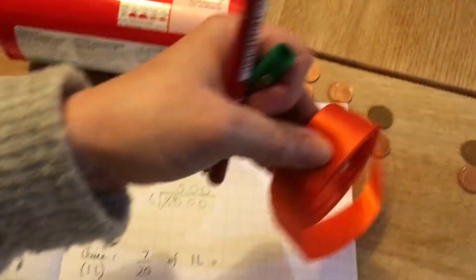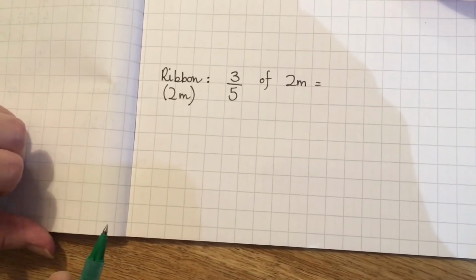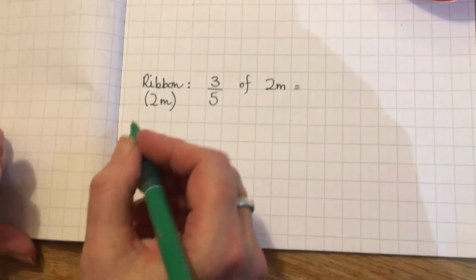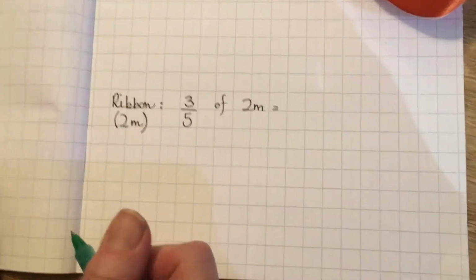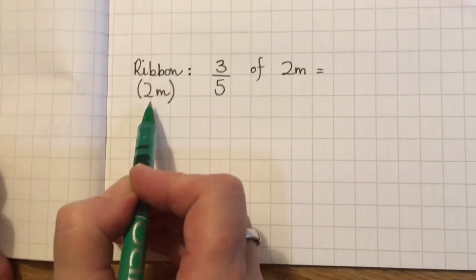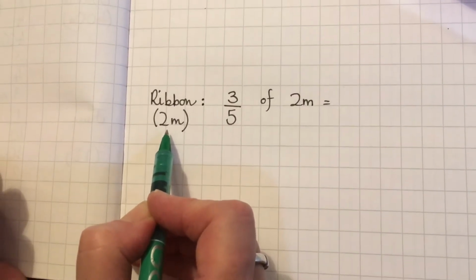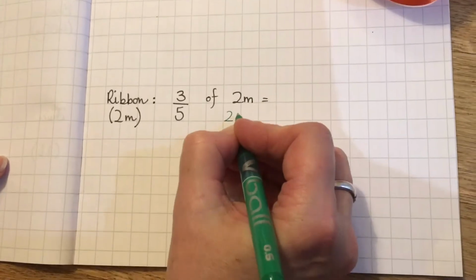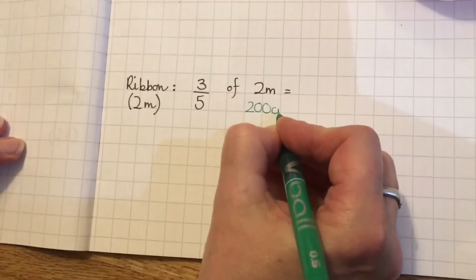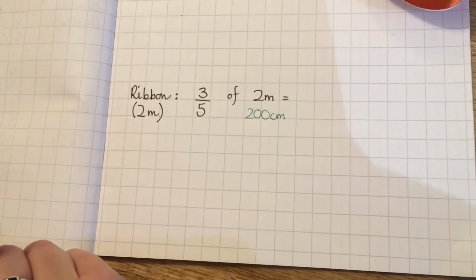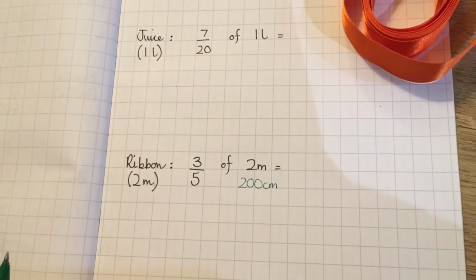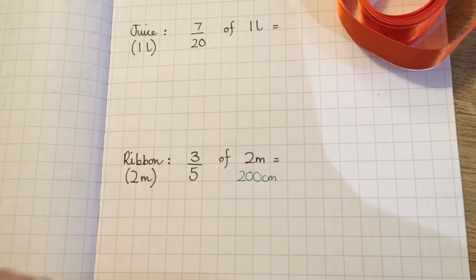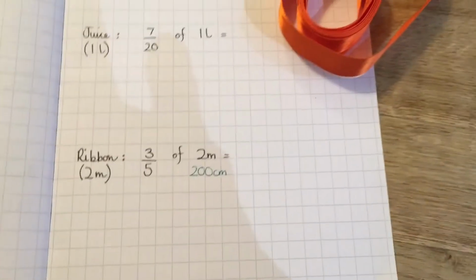I've got some ribbon here. All right, 2 meters of ribbon. Okay, and I want 3/5 of it. So 3/5 of 2 meters. Remember, convert this to centimeters first of all. So really, you're going to be finding 3/5 of 200 centimeters. I'm not actually going to work through all of those with you. I think you could have a go at those. We'll just show you the work that you'll need to do.